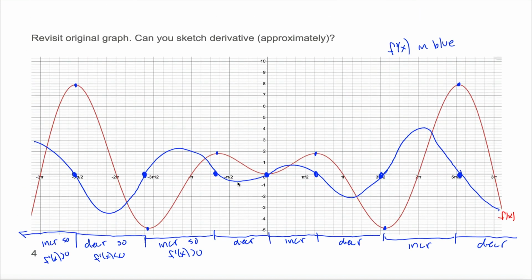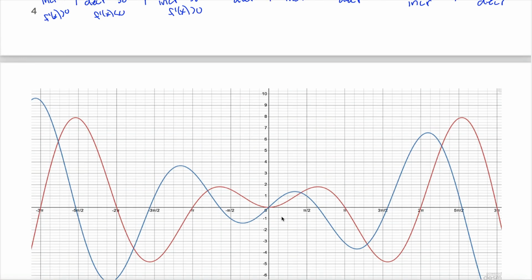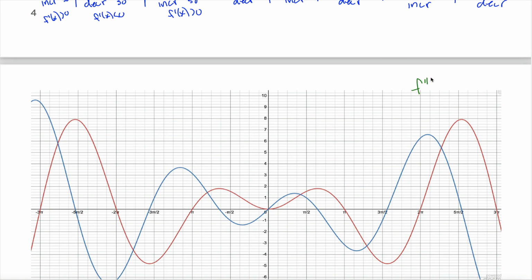Before I end this video, I want to do one more thing. We took the function and we sketched the derivative. Wouldn't it be cool if we could take the function and sketch the second derivative? Well, it turns out that you can. We could sketch the second derivative just like we sketched the derivative without knowing the equation at all and just looking at the function. It's just a little bit hard to do.